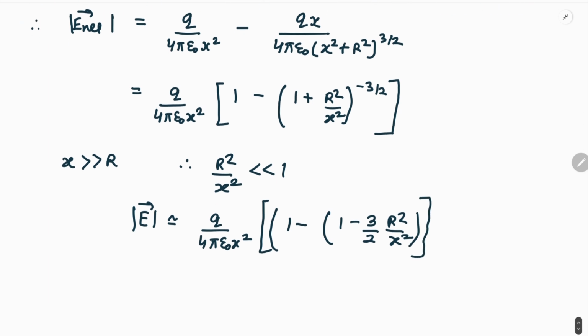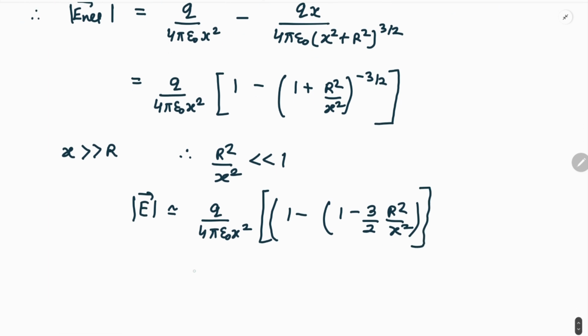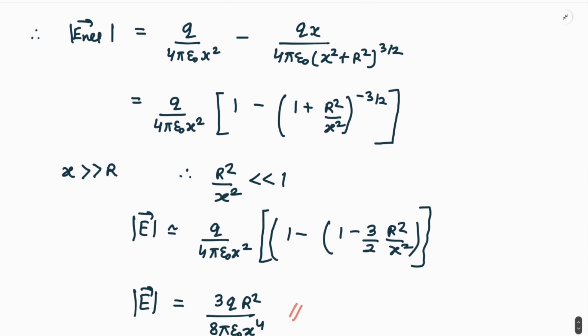So we are using binomial approximation, and since this value is less than 1, we can say that the magnitude of E is turning out to be 3Q r square by 8 pi epsilon naught x to the power 4. So this is the required answer for the problem which we have solved, problem number 3.10, where we have used binomial approximation.